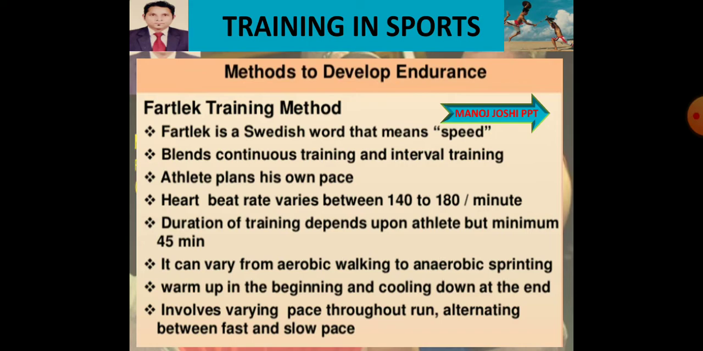Lactate threshold means the amount of lactic acid secreted at the site of muscle, and tolerance power means how the muscles are tolerating the secretion of the lactic acid. This is often a more demanding form of training compared to continuous training due to the higher intensity. So heart rate varies between 140 to 180 beats per minute. Duration of training depends upon the athlete, but minimum 45 minutes.